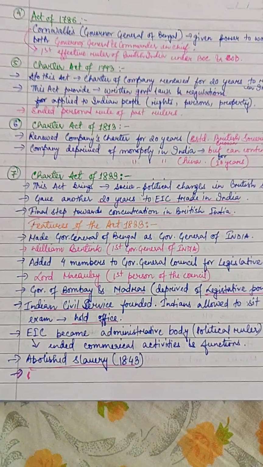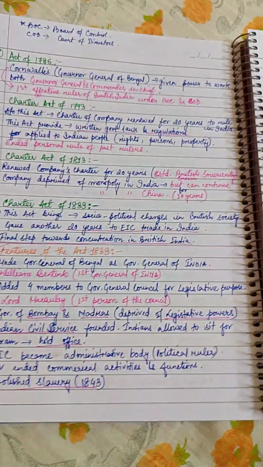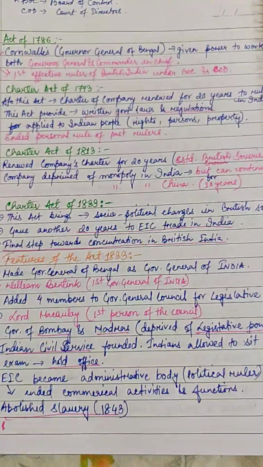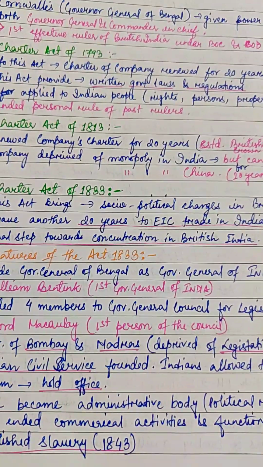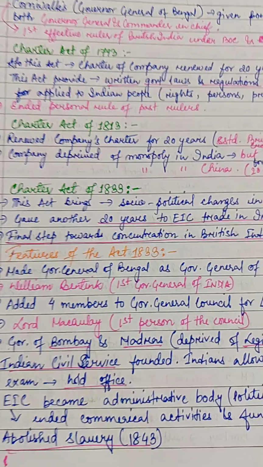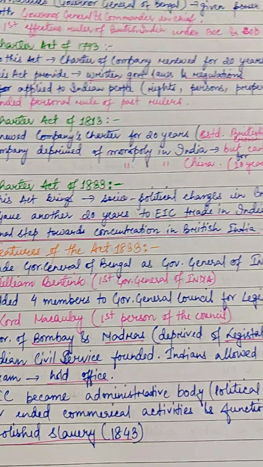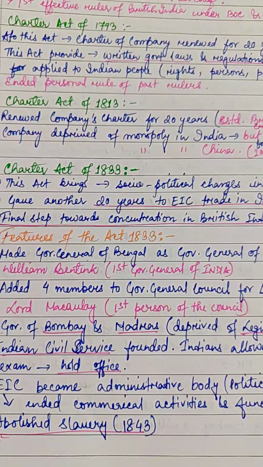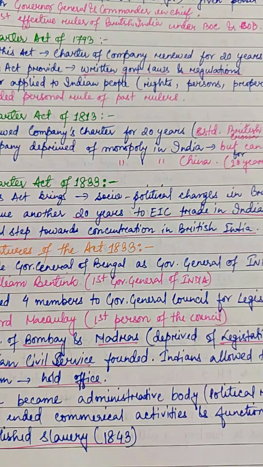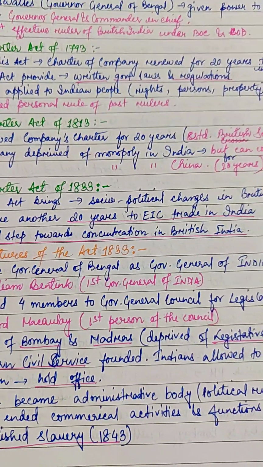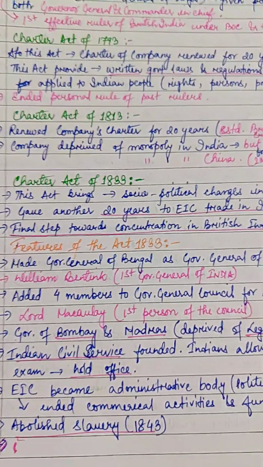What does this Charter Act mean? This Act brings social and political changes in British society. And it also gives the East India Company the license to trade for the next 20 years, that means from 1833 to 1853. For the next 20 years, it gave the East India Company the right to trade.